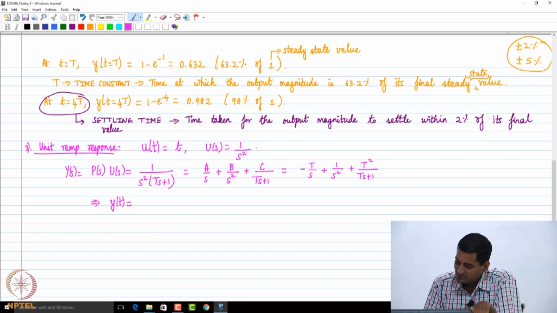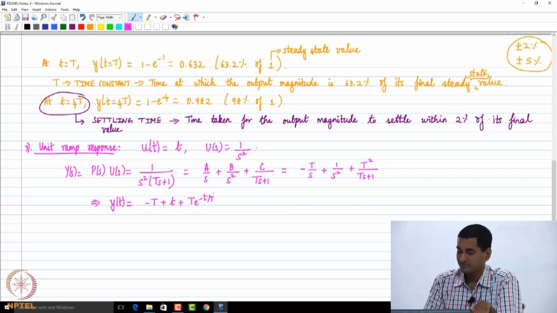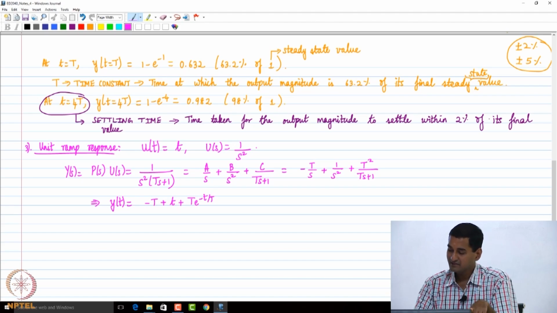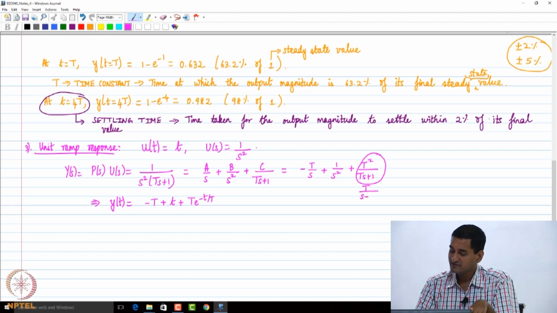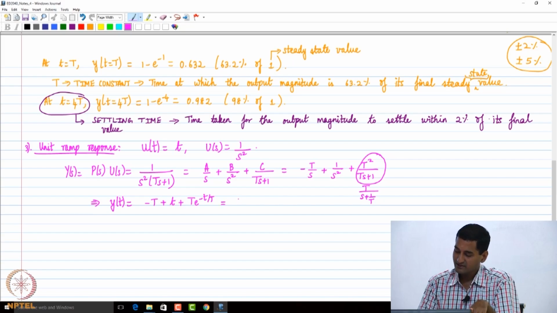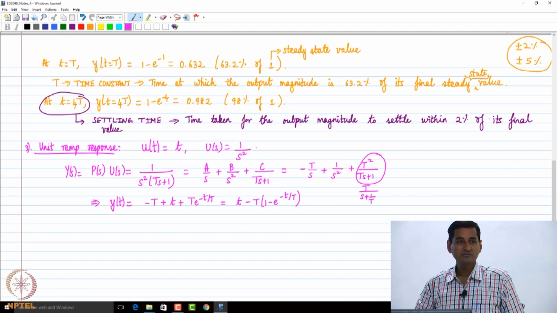So if we do this, what we are going to get is minus capital T plus small t plus T times e power minus t by capital T. How did this become T e power minus t by capital T? Because this I can rewrite as T divided by s plus 1 over T, right. So essentially what I get is the following: t minus capital T times 1 minus e power minus t over capital T, okay. So that is what we get, right.